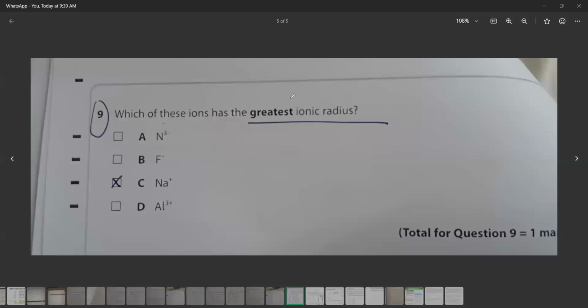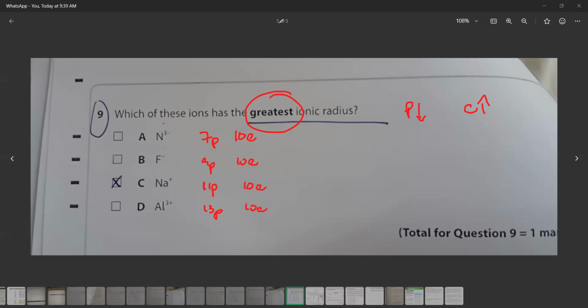Which of the ions has the greatest ionic radius? For a greater ionic radius, the number of protons should be less and the electrons should be more. In nitrogen, we have 7 protons and 10 electrons. In fluorine, we have 9 protons and 10 electrons. In sodium, we have 11 protons and 10 electrons. In aluminium, we have 13 protons and 10 electrons.